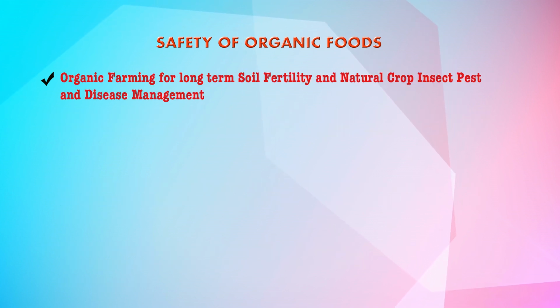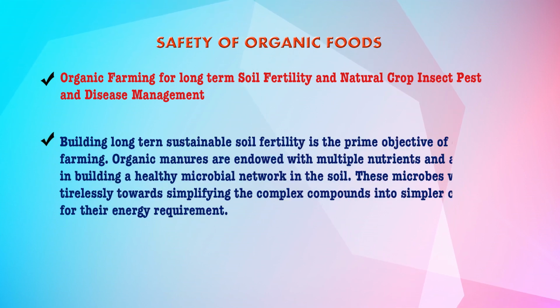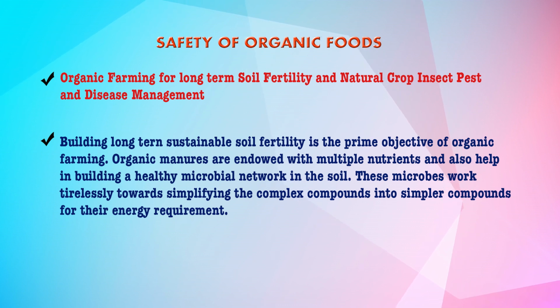Organic farming is definitely really good for long-term soil fertility and natural crop, insect, pest and disease management. Building long-term sustainable soil fertility is a prime objective of organic farming, and organic manures are endowed with multiple nutrients, and they also help in building a healthy microbial network in the soil. And these microbes work tirelessly towards simplifying complex compounds into simpler compounds for their energy requirement.